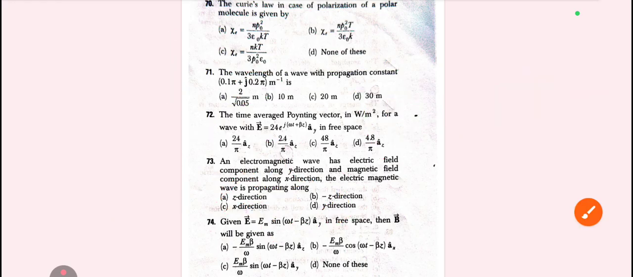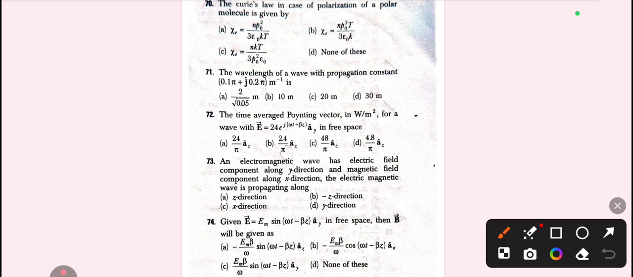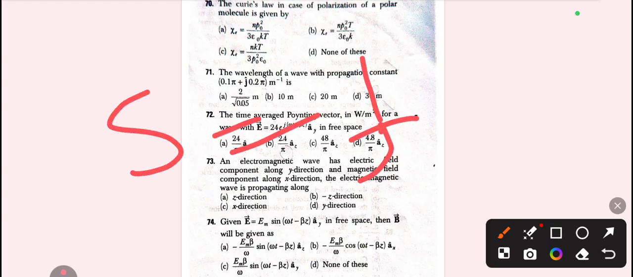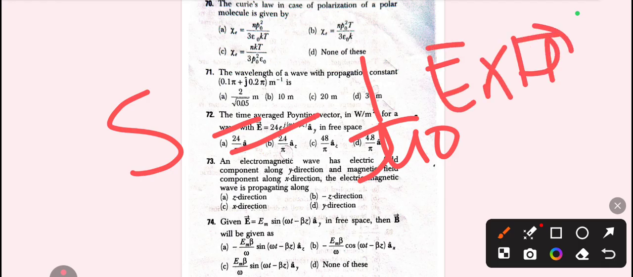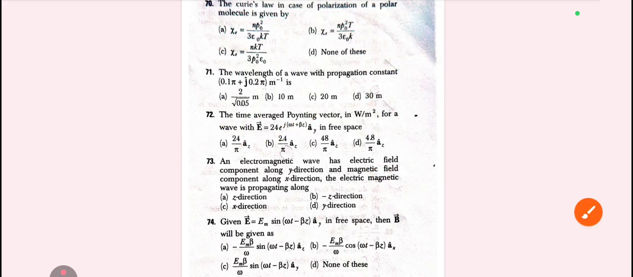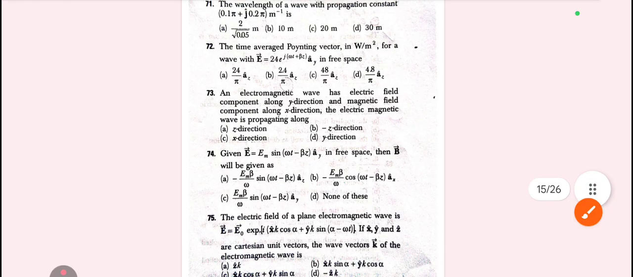Question number 72. This question is about the time average Poynting vector for a wave. We know that Poynting vector S equals to 1 over mu naught E cross H. And this is a very tedious question. Do it by yourself.